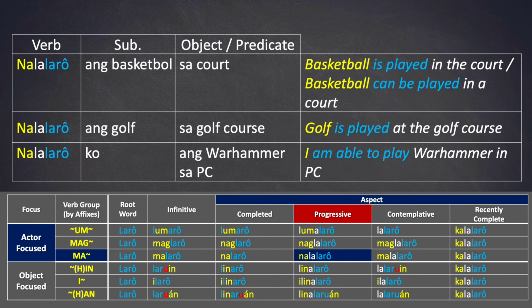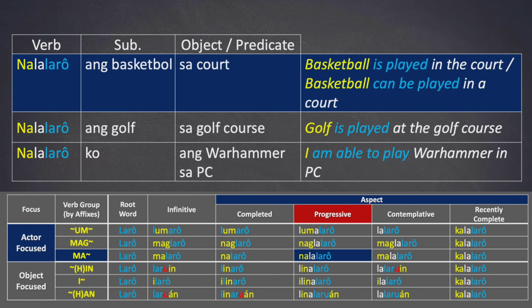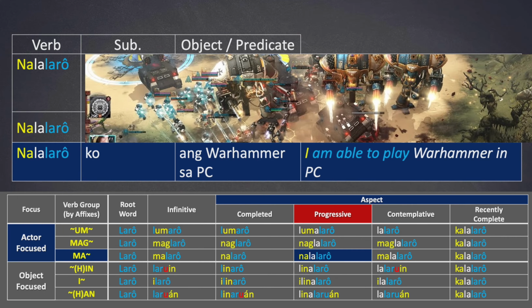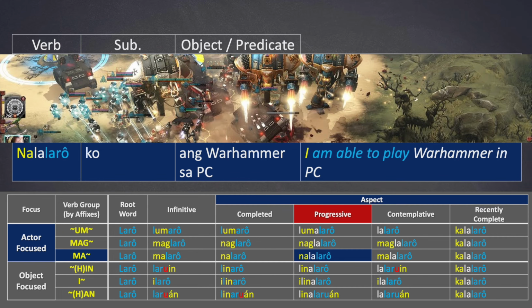Moving on to nalalaro, a verb expressing the ability to play. Nalalaro ang basketball sa court. Basketball is played in the court, or basketball can be played in a court. Nalalaro ang golf sa golf course. Golf is played at the golf course. Nalalaro ko ang Warhammer sa PC. I am able to play Warhammer on PC.